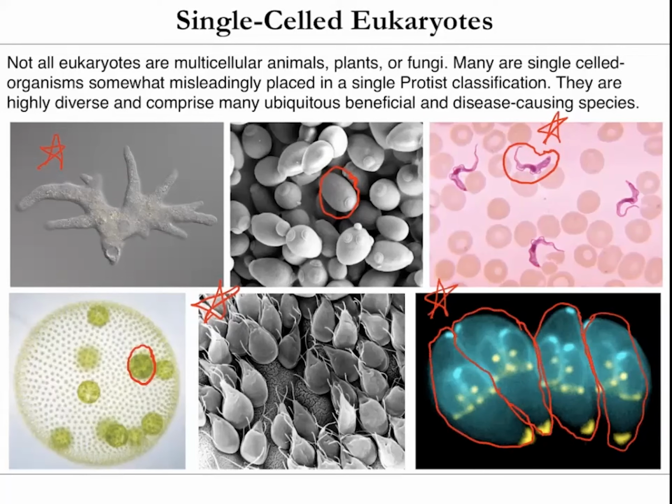So there's a good chance you yourself have been exposed to this single-celled eukaryote, Toxoplasma, but your immune system is able to keep it in check. But people with compromised immune systems can have problems with it. So a lot of single-celled eukaryotes, very diverse family, very interesting species. Not all eukaryotes are multicellular organisms.